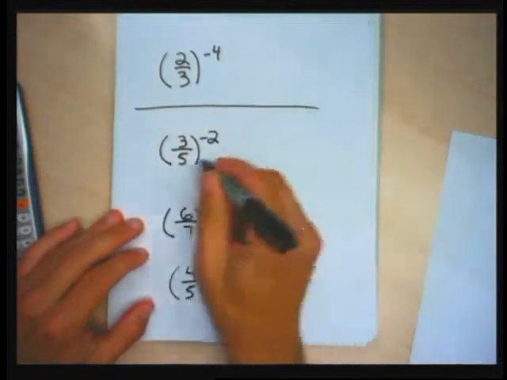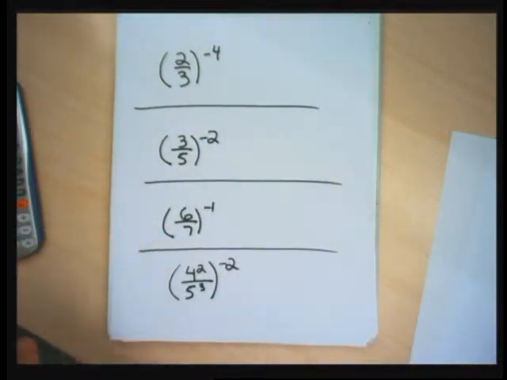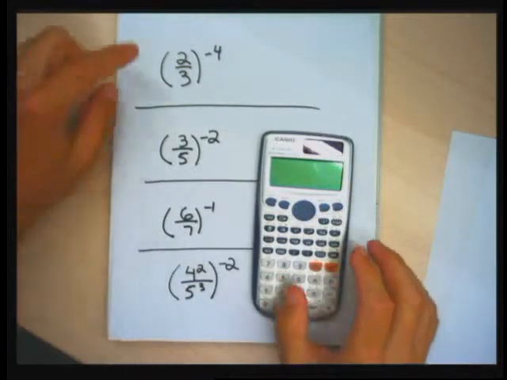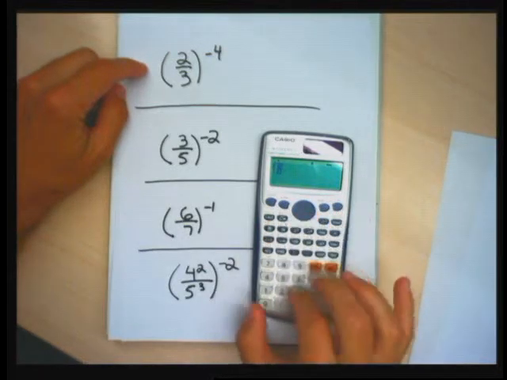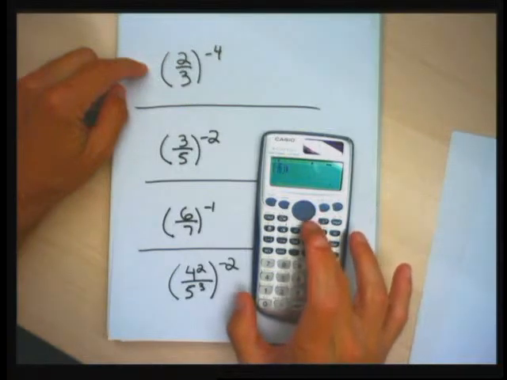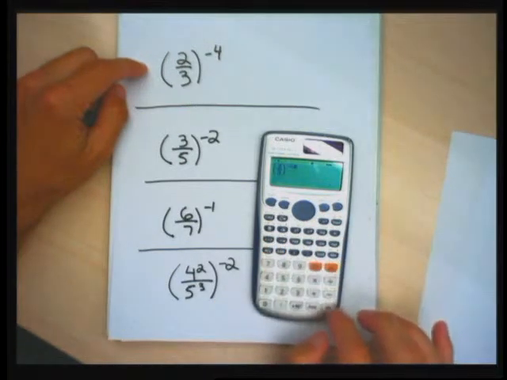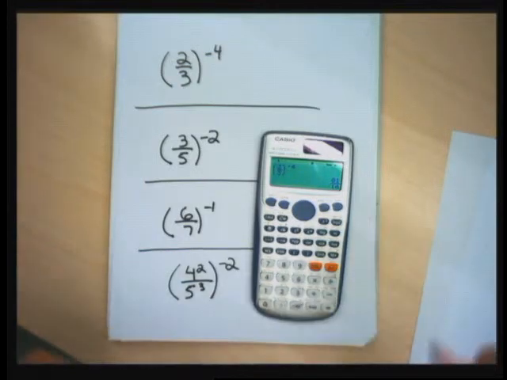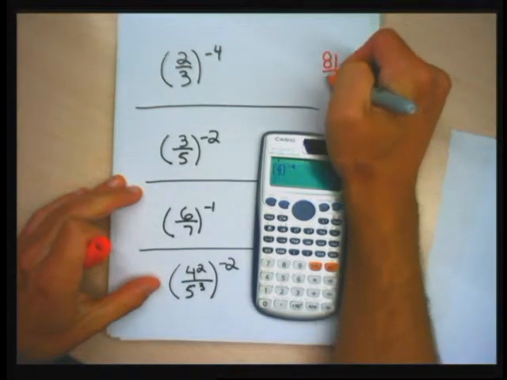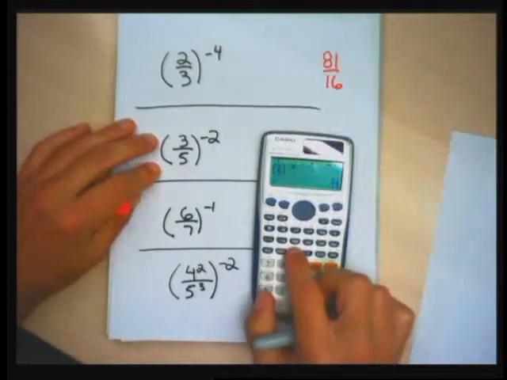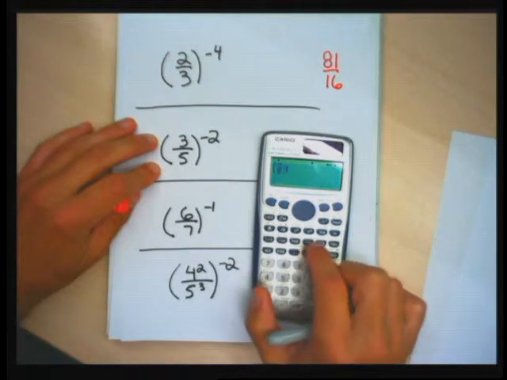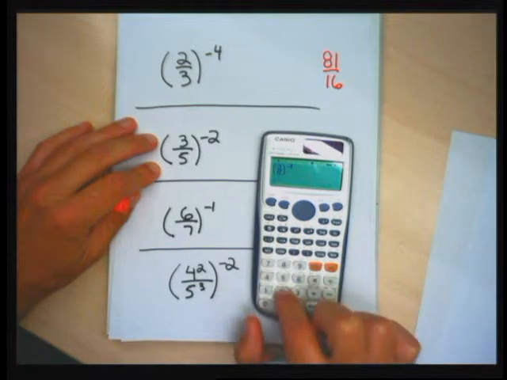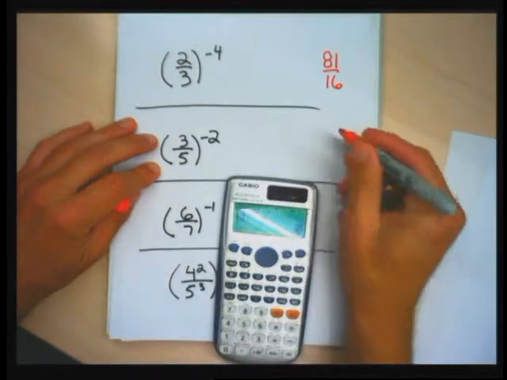So each one of these problems I made up. It's not from the handout, but they're friendly problems in that I can bust them out in my calculator. So I'm going to do each one of these on my calculator. So top one, parentheses, fraction, 2 over 3, parentheses, exponent, negative 4. The top one is supposed to equal 81 over 16. Do the second one now, parentheses, fraction, 3 over 5, parentheses, exponent, negative 2, reduces to 25 over 9.